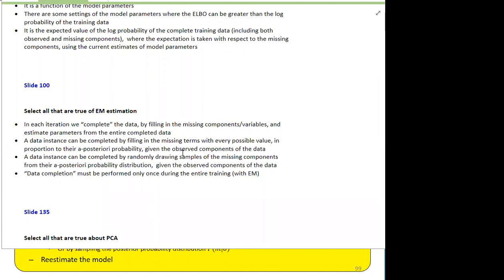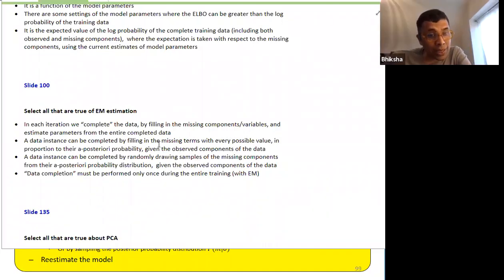Now, rather than filling them in with every theoretically possible value, you can also complete the data by randomly drawing samples of the missing components from their a posteriori probability distributions, given the observed components of the data. This filling in has to be done iteratively. In each iteration, you will have changed the probability distribution because you have updated your estimates. And so the next iteration, you have to redo the entire filling in process. So this 4th point is wrong. The data completion has to be repeated in every iteration of the EM algorithm.